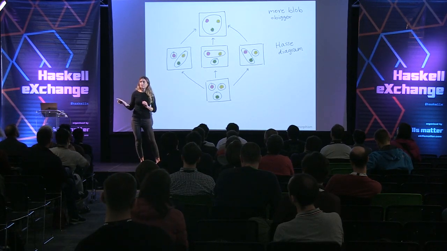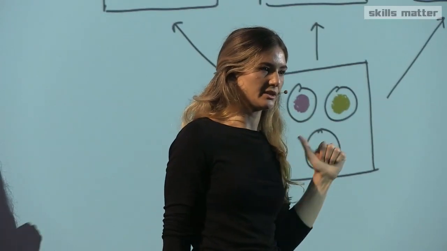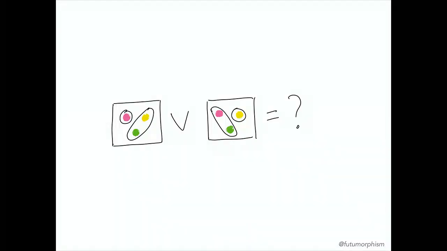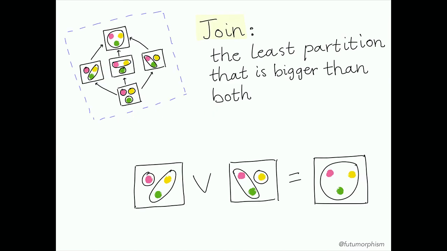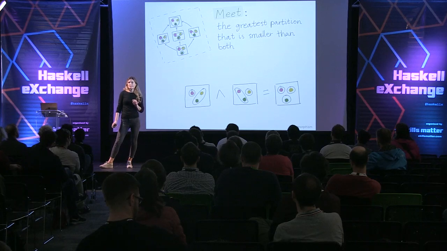So for this middle row, there is no comparison because we cannot define such a function that makes the other diagram commute. So once we know what is the order, we can define the join operation. So what is the join of these 2 partitions? Well, to answer this question, we're going to have to look at the Hasse diagram, because the answer is the least partition that is bigger than both. So both of those are in the middle row, so the join of these 2 partitions is the one at the top. And the meet of 2 partitions is the greatest partition that is smaller than both.